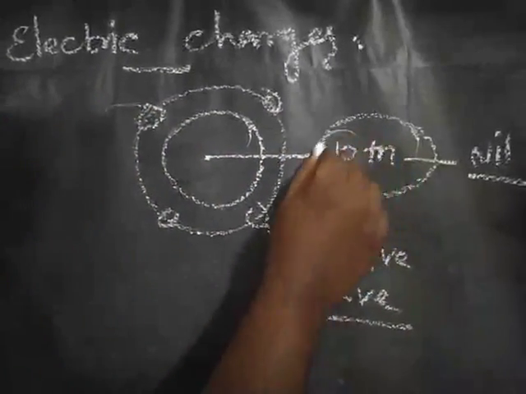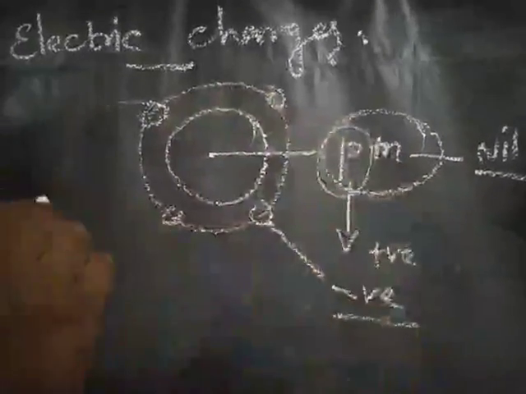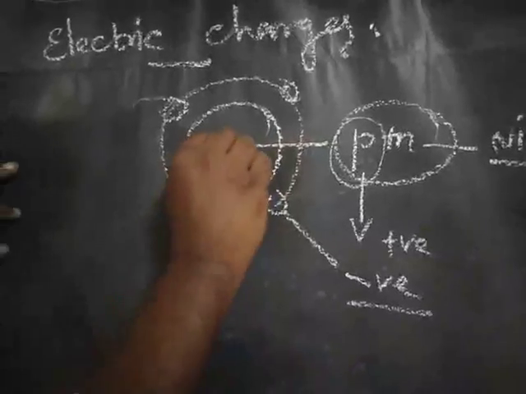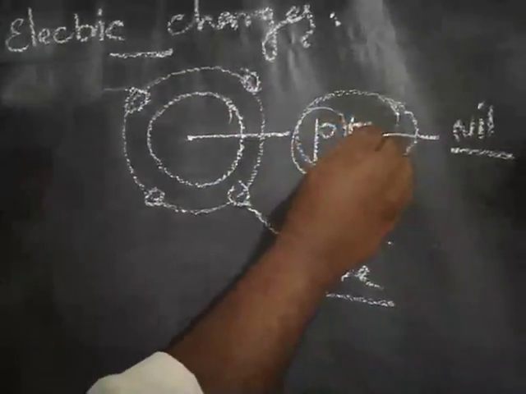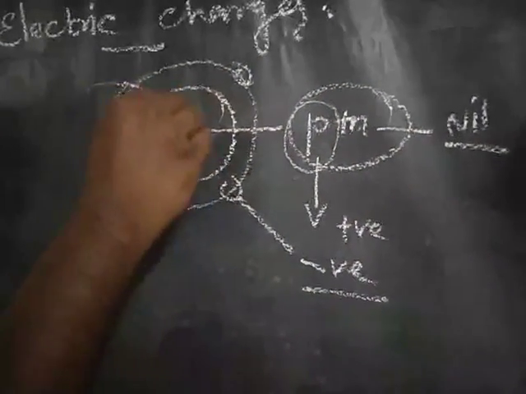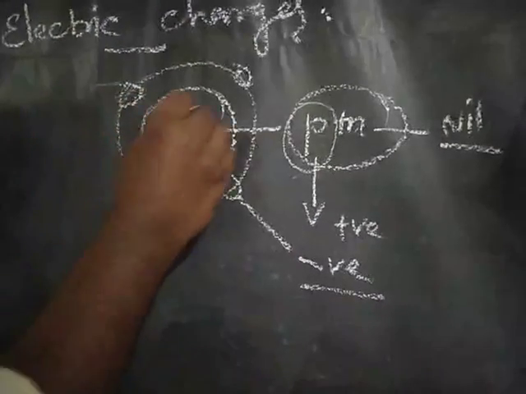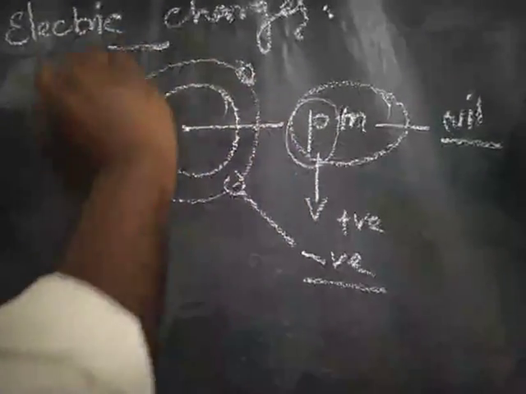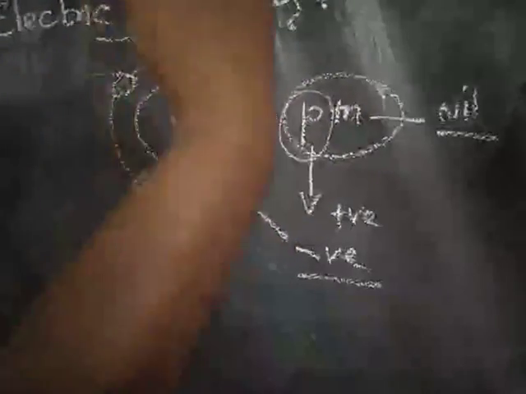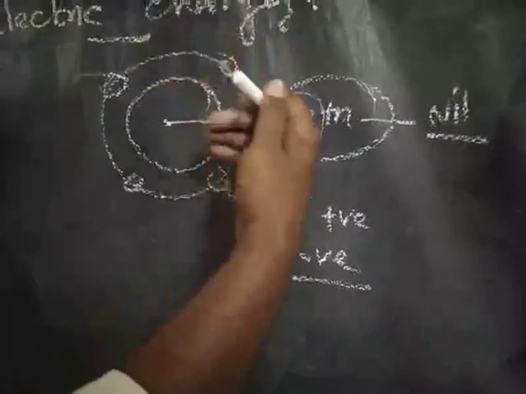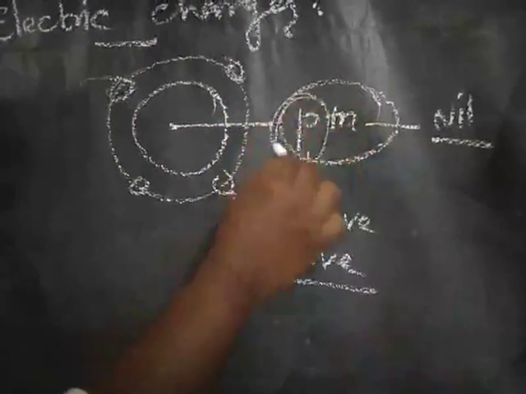We cannot remove the protons from the nucleus. Why? Because the nucleus is made up of protons and neutrons, so the proton is present in the center part of the atom. Where are electrons present? In the outside part of the atom. So we can remove the electrons more easily than the protons.